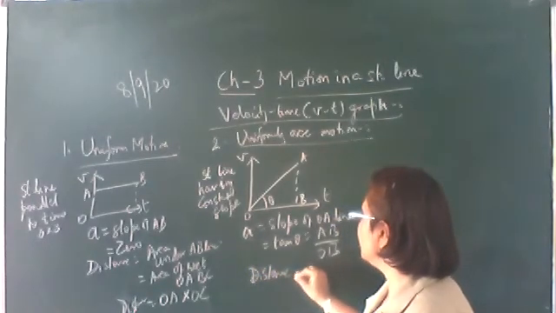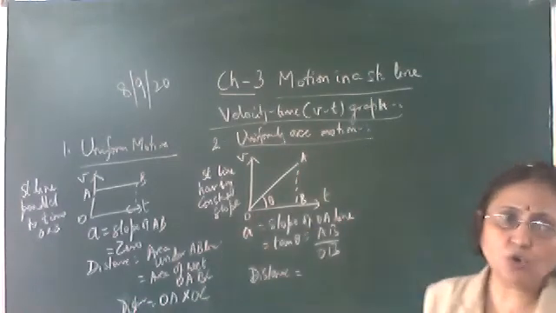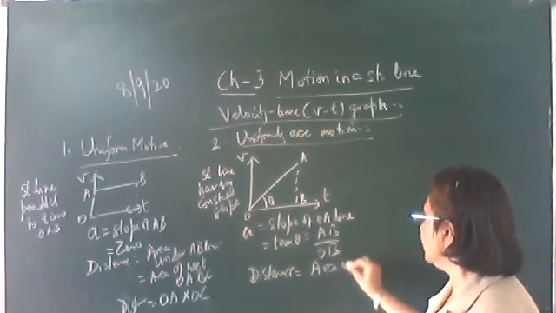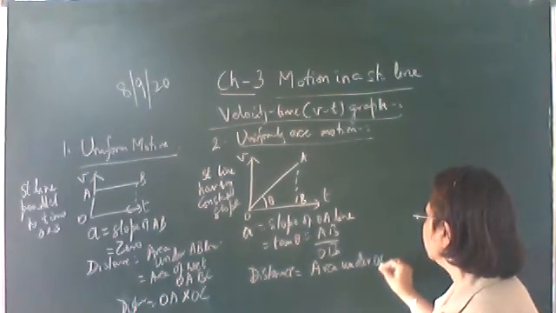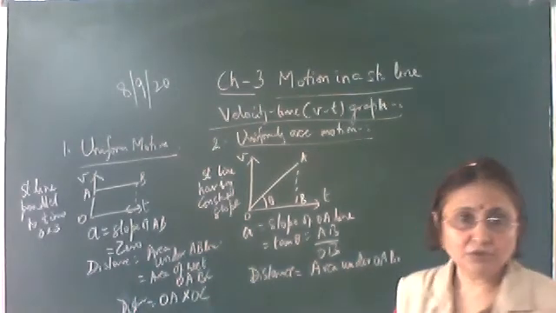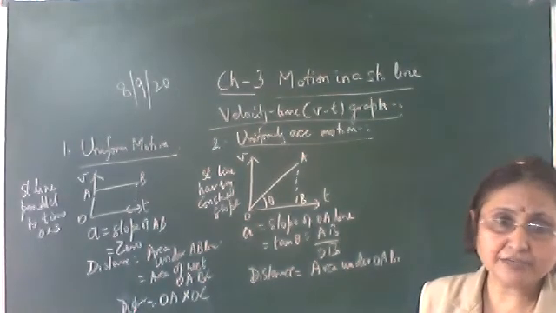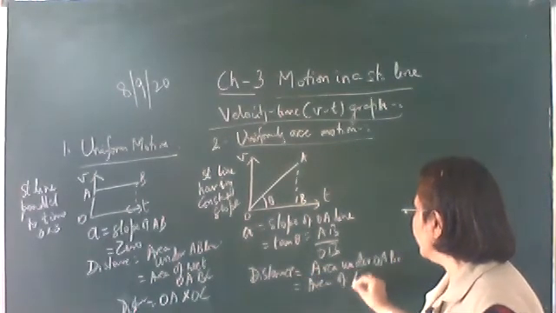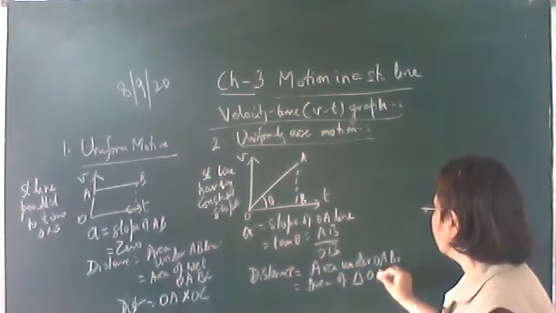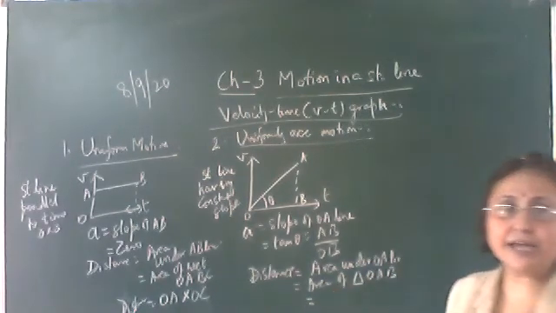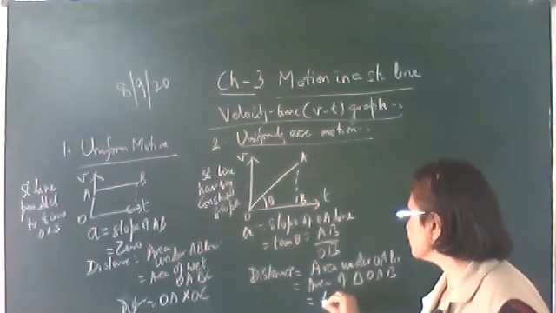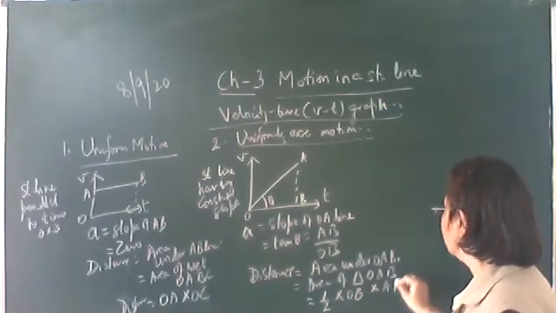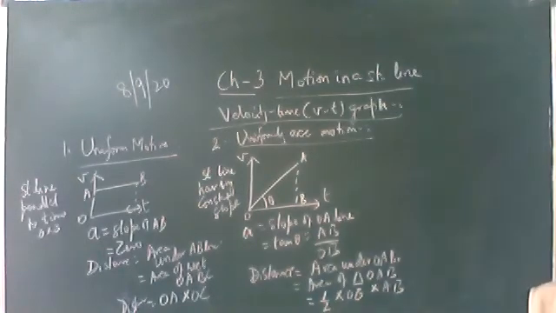And the distance traveled. Distance traveled is equal to the area under the OA line. What type of figure do you get? You get a triangle. So it is the area of a triangle. Name that triangle: area of triangle OAB. And we know that the area of a triangle is half base into height. So half OB into AB. This will give you the distance traveled.